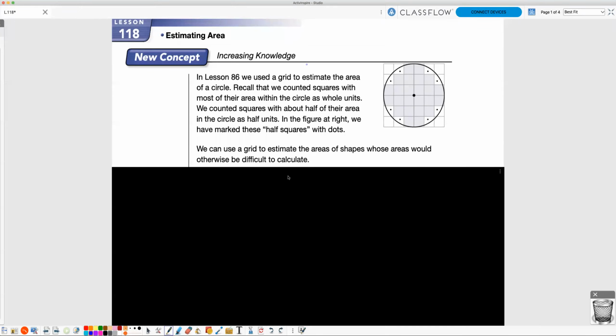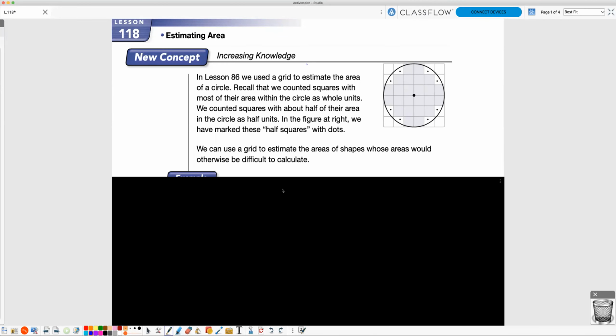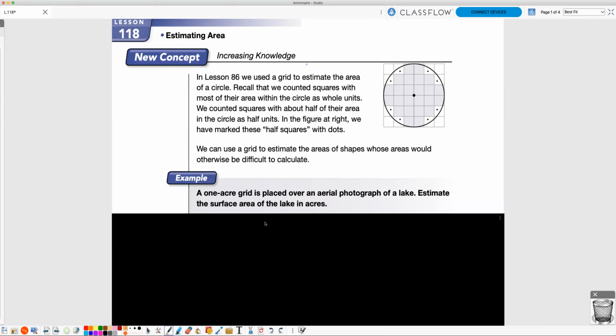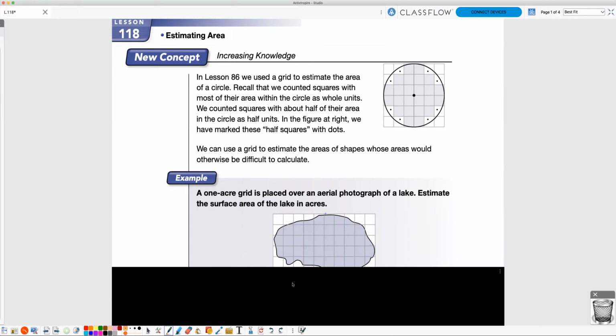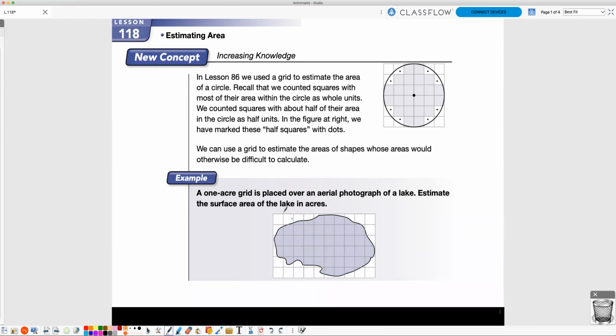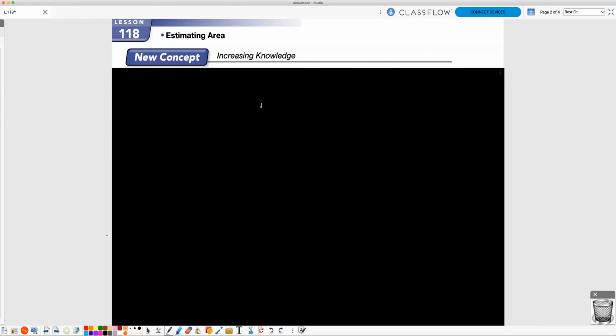We can use a grid to estimate the area of shapes whose areas would otherwise be difficult to calculate. So for example, if you had a 1-acre grid placed over an aerial photograph of a lake, estimate the surface area of the lake in acres. So let's say you've got this particular lake and it's an aerial photograph, so you can see that the outline of the lake is an odd shape. So now you're going to try to estimate the area of it.